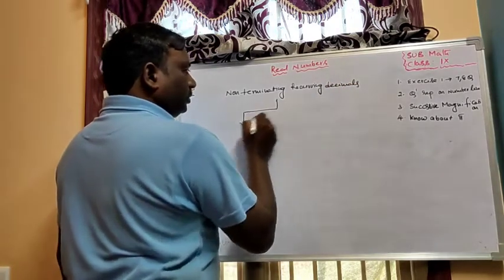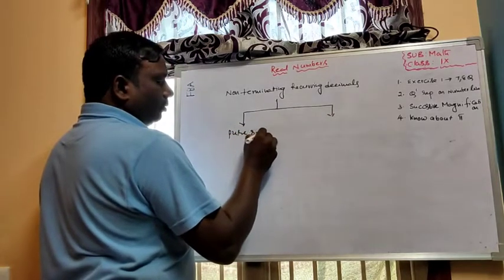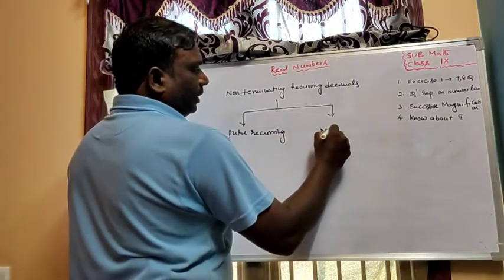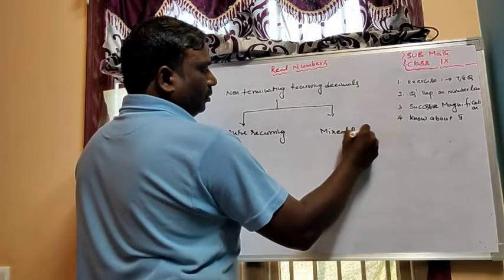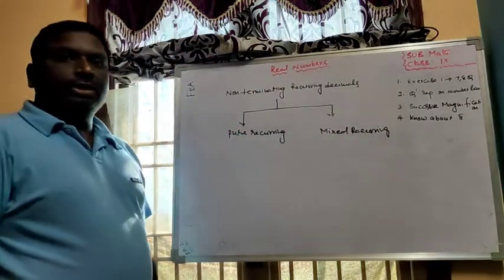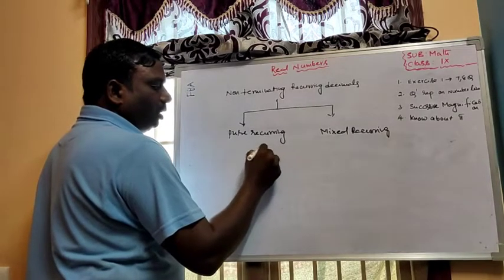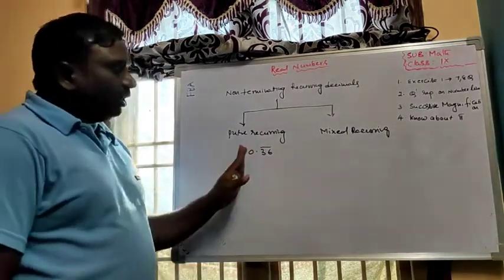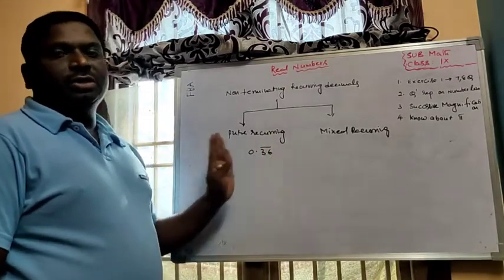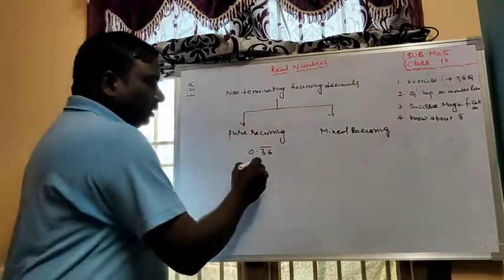there are two types. Those are pure recurring and mixed recurring. So pure recurring, that means see here, 0.36 bar. Whatever digits are there in the decimal part, all the digits are repeated. Those are called pure recurring decimals.